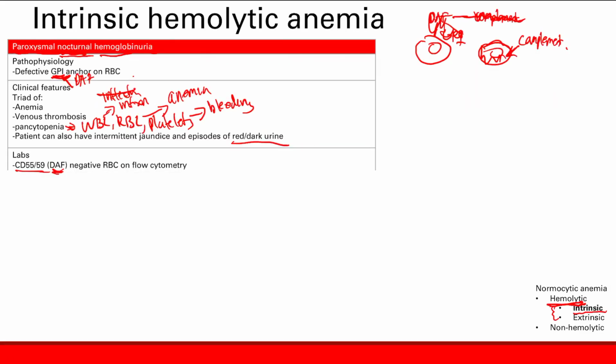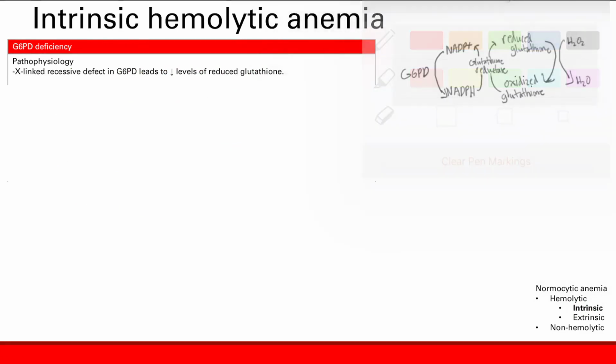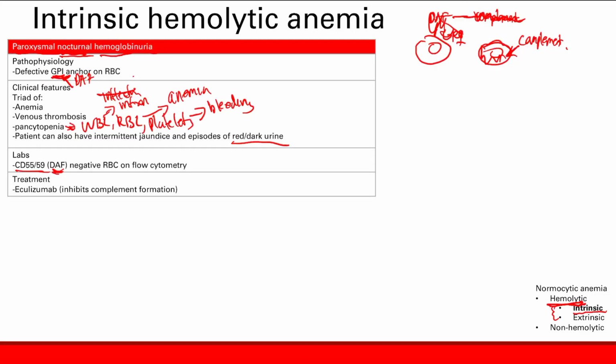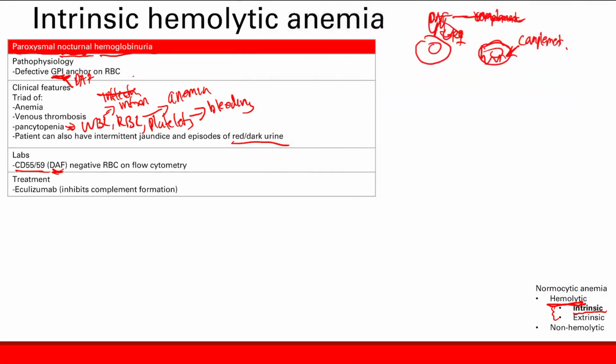And then paroxysmal nocturnal hemoglobinuria. What did I tell you was the defect there? I'm sorry, I'm all over the place here. What was the defect in paroxysmal nocturnal hemoglobinuria? Remember, it's missing GPI anchor, so you don't get enough DAF. So you don't have DAF, so you have overactive complement leading to destruction. And then you have that triad: anemia, venous thrombosis, pancytopenia, and that's it. So that's our review of part 1 of the intrinsic hemolytic anemias.